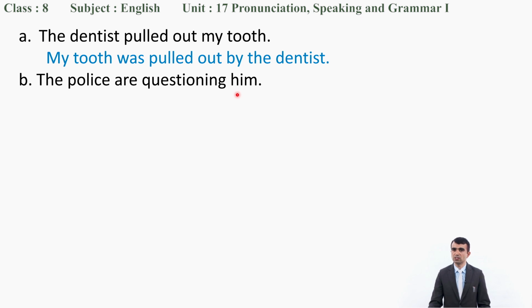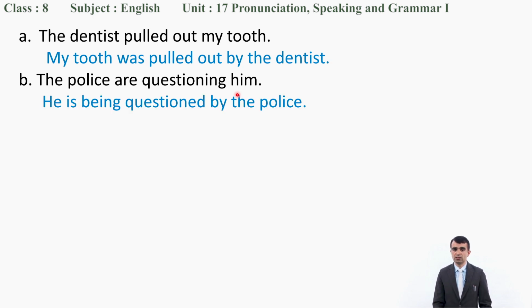If the object pronoun is him, when you change it into subject pronoun, what is it? What is the subject pronoun of him? He. Okay. He and then is, same. Questioning is in ing form, so you should use being as be verb. So, he is being questioned by the police.